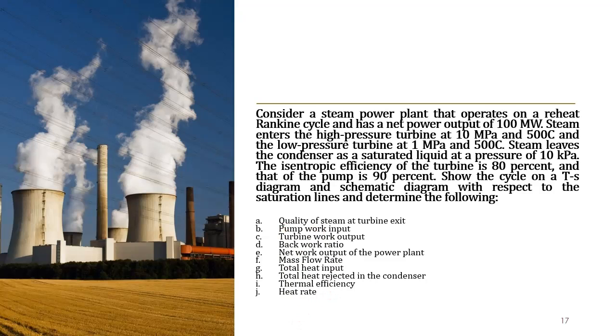So the only difference is that this problem now is an actual reheat Rankine cycle because we have the isentropic efficiency of the turbine and the pump. Take note that there are times that only the isentropic efficiency of the turbine or the pump is given. It means that the isentropic efficiency of the other is 100%. So we are going to solve this problem.